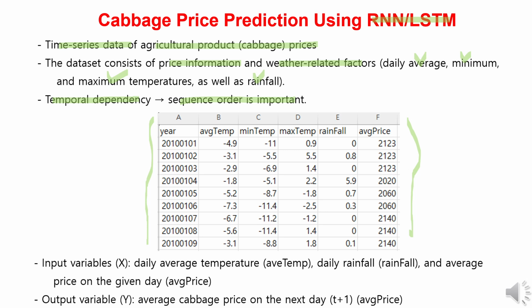In this example, the input data consist of daily average temperature, daily rainfall, and the average price on the given day, while the output variable is the average cabbage price on the next day, that is, at time step t+1.